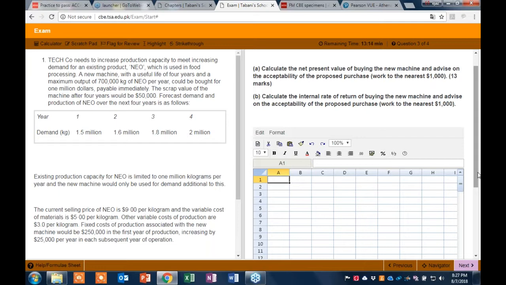This is the total demand of this product, 1.5 million. And remember, this tech company is trying to increase its production capacity. So it's not something new that it is going to produce.